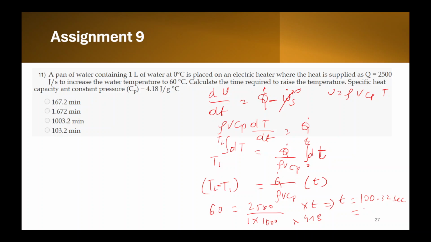So 1.672 minutes. So the correct answer is, keep that in mind. Whatever the unit is, you need to keep that consistent. The answer is expected to be in minutes. You compute the answer in your second from this equation basically. So you need to convert that.